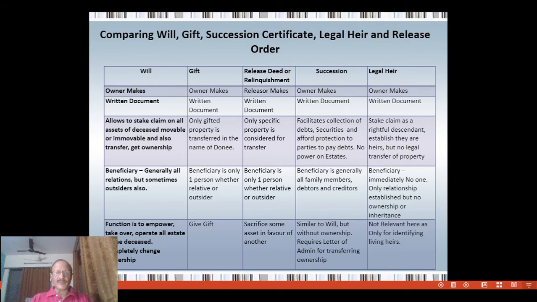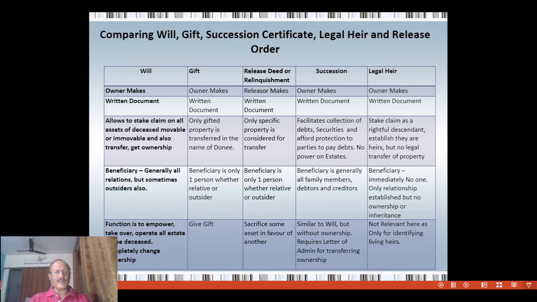So this succession certificate in this case facilitates collection of debt securities, affords protection to parties to debts, no power on estates. Power on estates will come when there is a letter of administration. Legally it doesn't arise at all, because it only gives a relationship, nothing beyond. It only says so and so is related to so and so. This means nothing excepting that the relation is there, that's it.